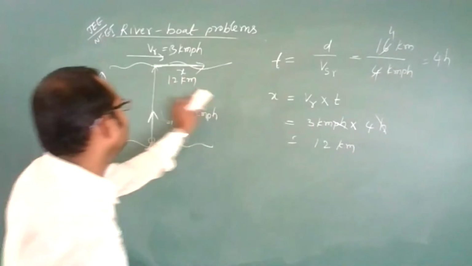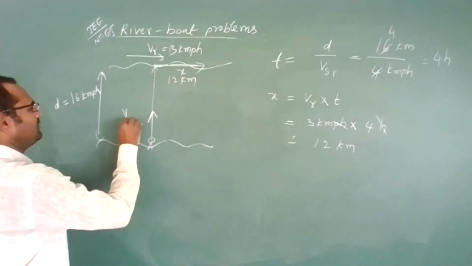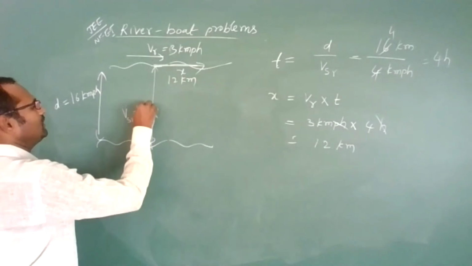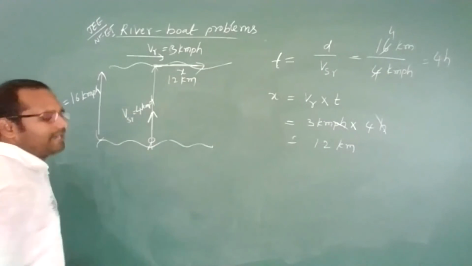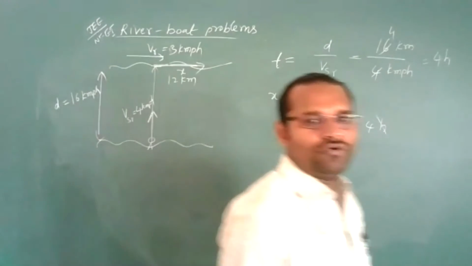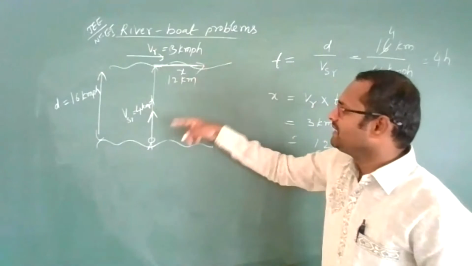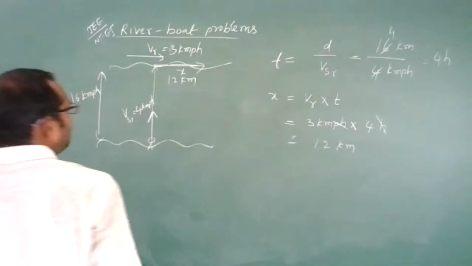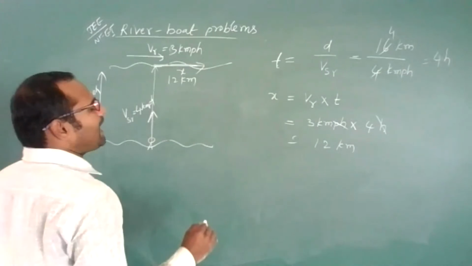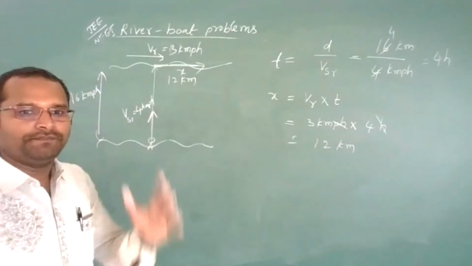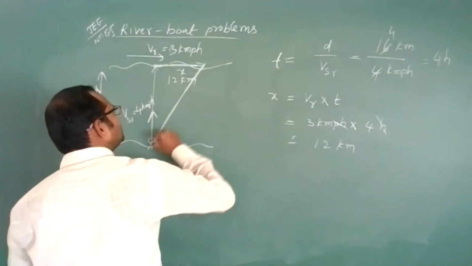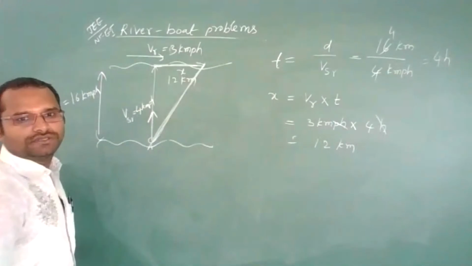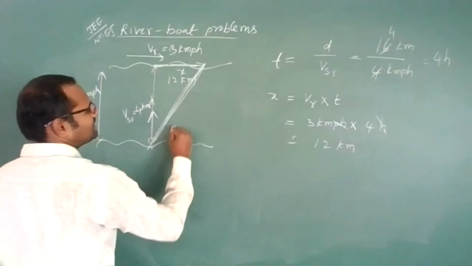Are you understanding now? Here, the velocity of the swimmer with respect to river is 4 kmph. Understood? Yes. So, 12 kilometers he will travel like this, and in a time of 4 hours he will cross this river. Okay. Now, actually, how much distance has he swum?